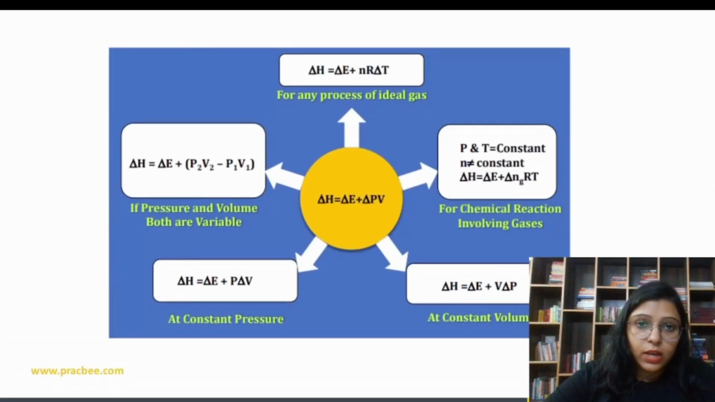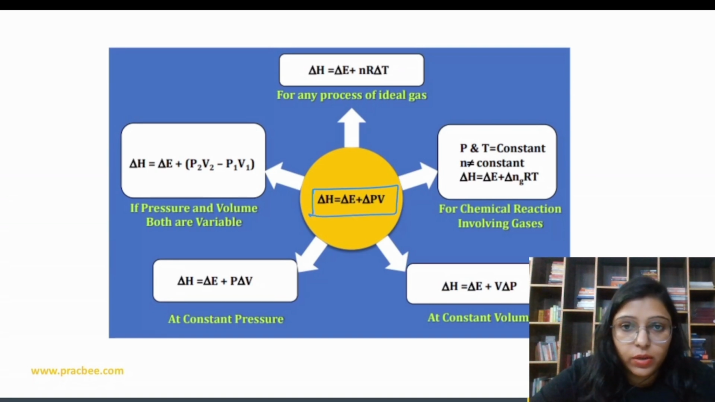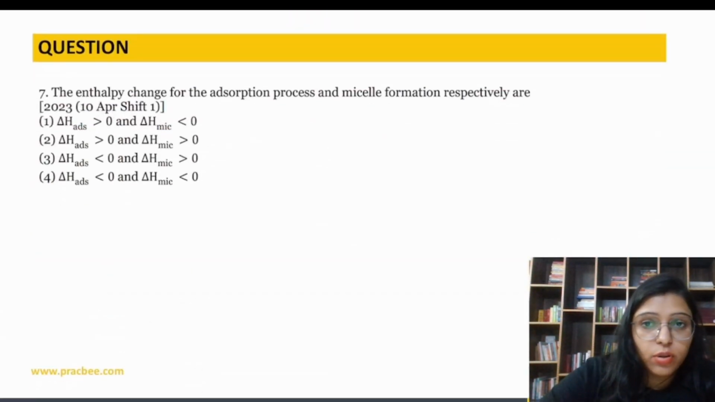So we have some formulas which we have to use while solving the questions. First formula is delta H is equal to change in internal energy plus delta PV, that is going to be the work done. Then we have delta H is equal to delta E plus delta n g RT. Then if pressure and volume both are variable, then delta H is equal to delta E plus P2V2 minus P1V1. If we have constant volume, then delta H is equal to delta E plus V delta P. So we have these formulas which we have to use.